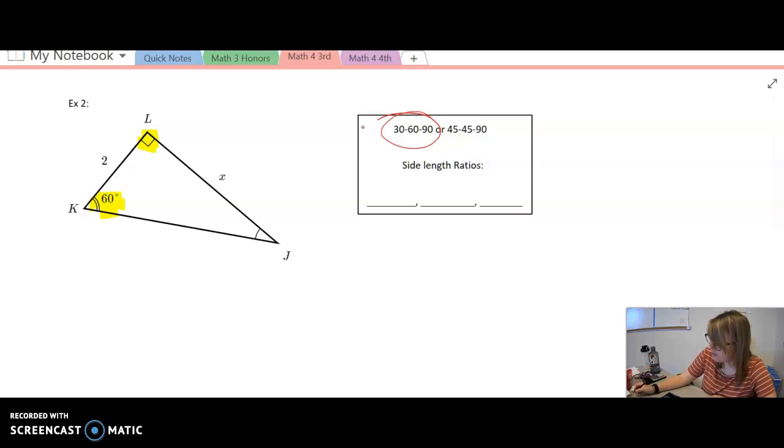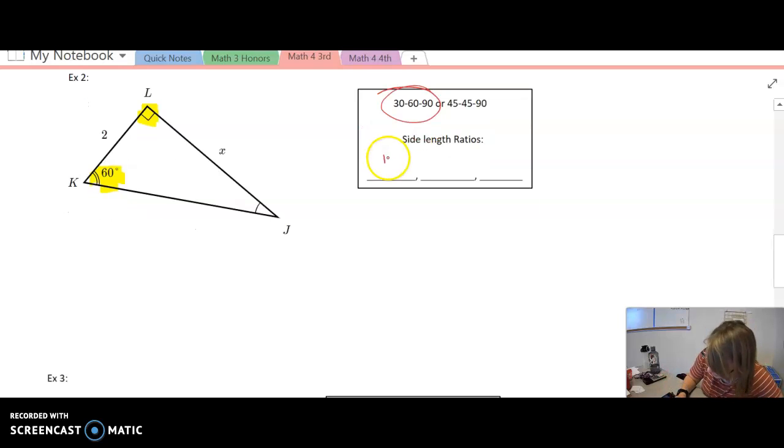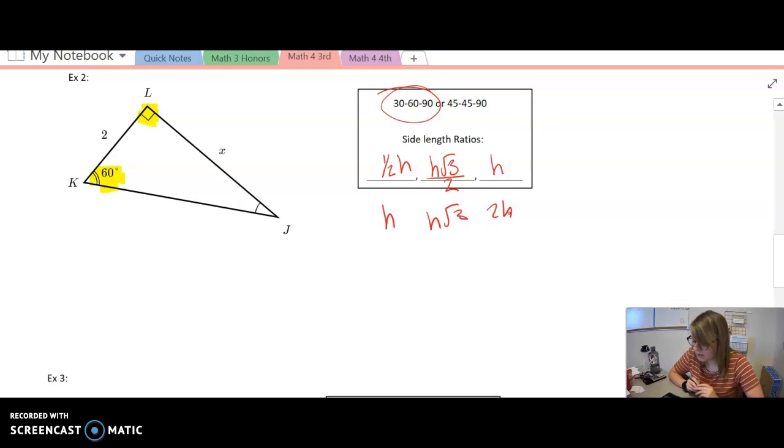So we have 1/2 h, and then we have h square root of 3 over 2, and h. Another way to write this so that it's a little bit easier to remember is h, h square root of 3 and 2h. It's kind of like we multiply each and every one of those by 2. So if you want to remember it this way, I would highly recommend it because it's a lot easier to remember.